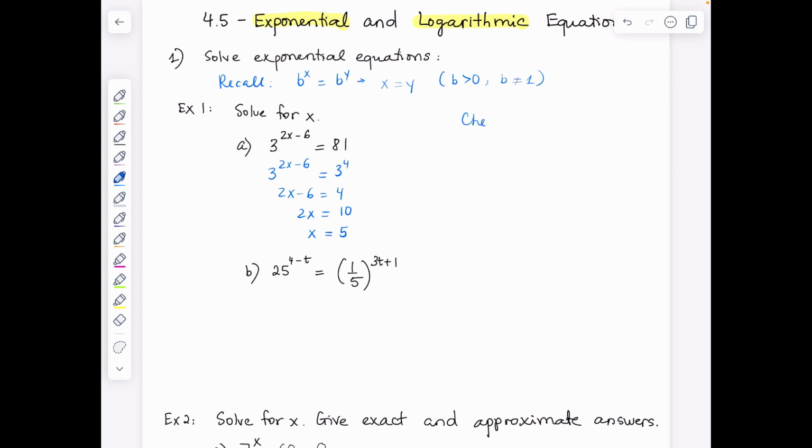It is important that you always check your answer by plugging the value back into the equation. So we have 3 to the 2 times 5 minus 6, and we want to see if it's going to equal 81. Well, 2 times 5 is 10. 10 minus 6 is 4. So we're looking at 3 to the 4th power. Does it equal 81? It is. So therefore, the answer we got is correct.